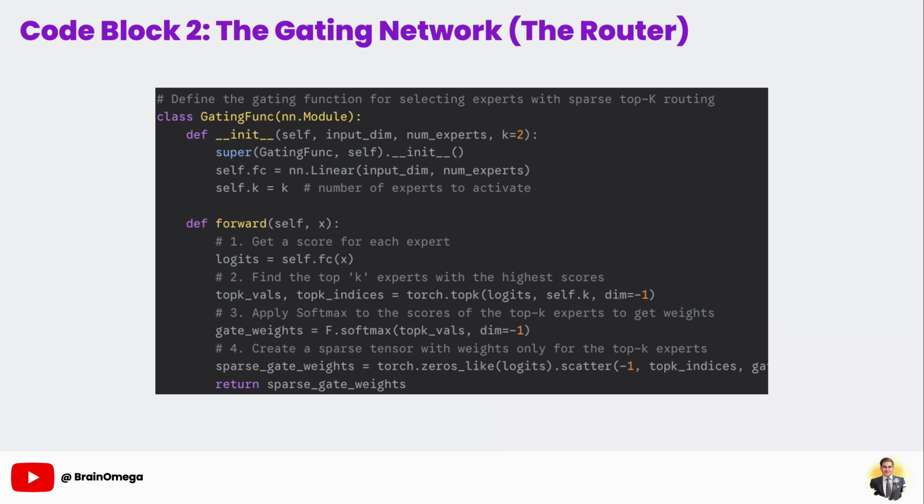Third, we apply a softmax function only to the scores of these top experts. This turns their scores into a probability distribution, giving us the weights for combining their outputs. Finally, we create a sparse tensor. It's a tensor full of zeros, but we scatter the weights we just calculated into the positions corresponding to our top k experts. This gives us a final weight vector where only the chosen experts have non-zero weights.